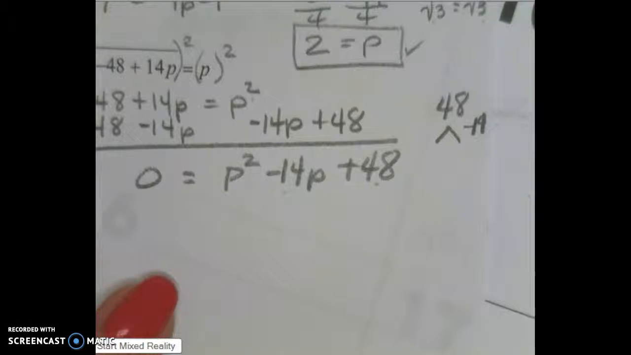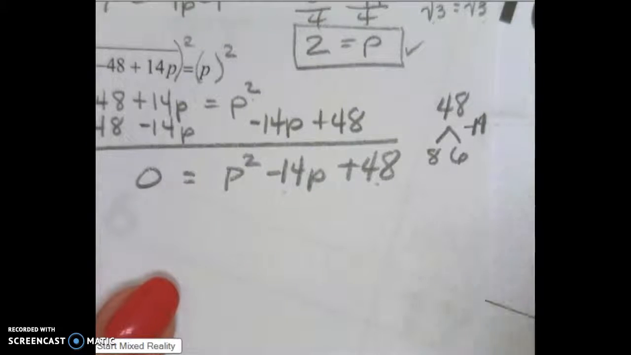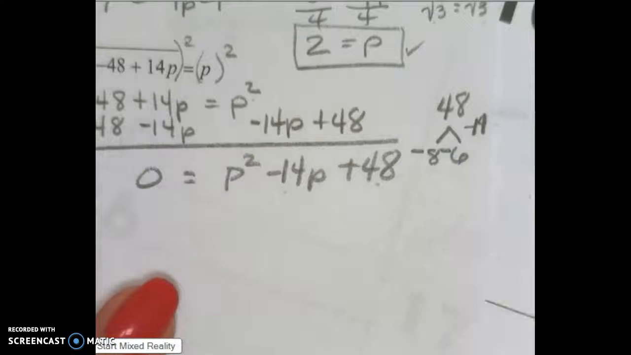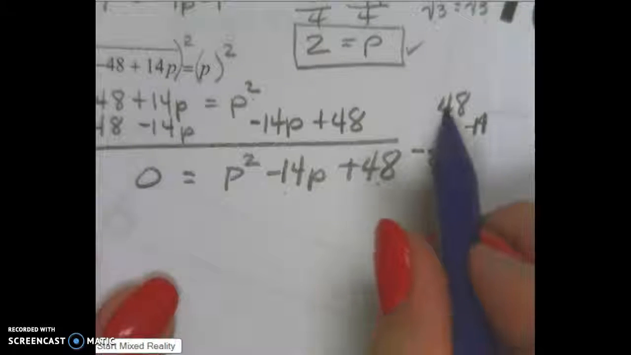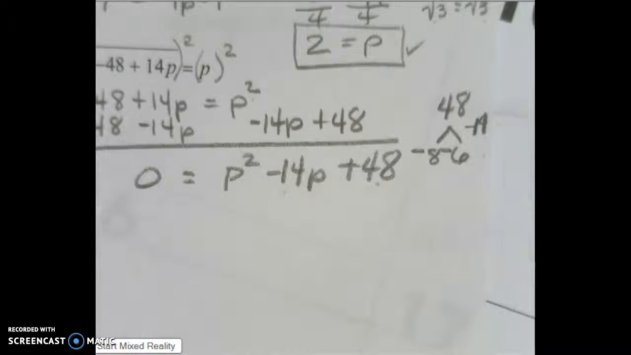Well, if I think I have 2 and 24, not going to work. 4 and 12 will not work. 8 and 6, oh, that comes very close. It's going to be negative 8 and negative 6. Negative 8 and negative 6 multiply to give me positive 48 and add up to negative 14. We'll continue this on our next video.